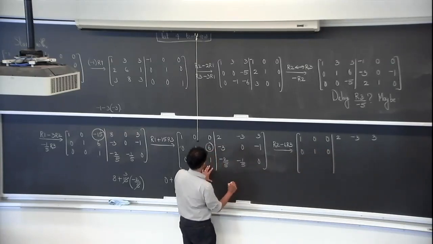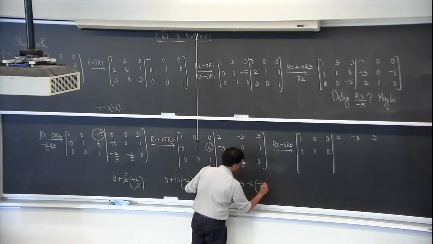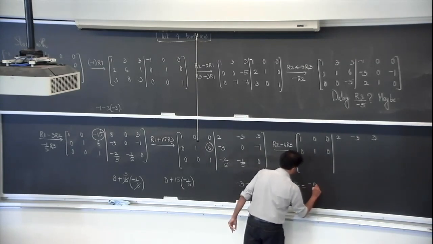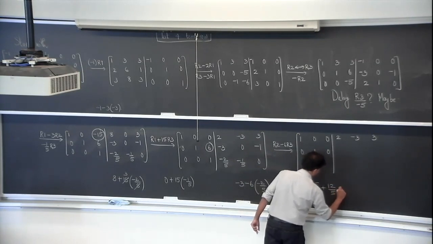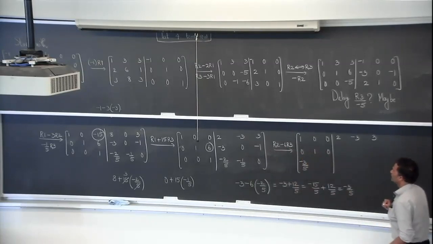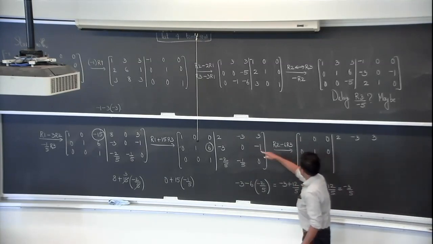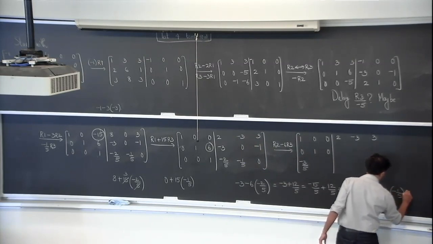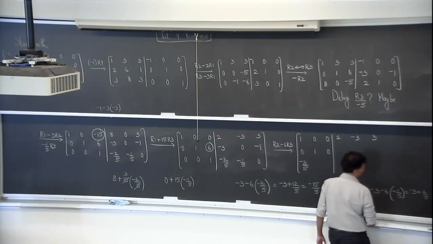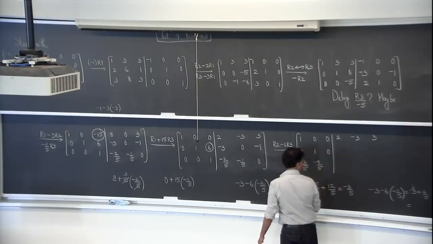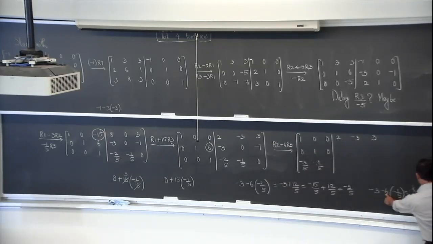All right. So -3 minus 6 times -2/5, which is -3 plus 12/5. That's -3/5. Okay. That's the first element here. Then you have -3 minus 6 times -1/5, which is -3 plus 6/5. This is -15/5. That's -9/5. Is that right?